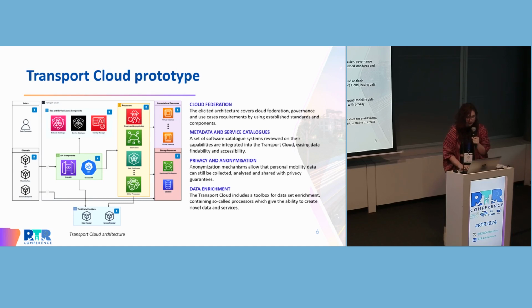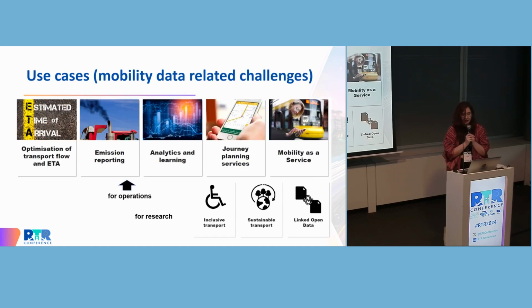So going a bit into detail into the different elements. First of all, the requirements were based on use cases that were defined together with cities. You probably saw that cities, public authorities, were not part of the consortium, but they were engaged with through Polis mainly. We came up with 2 different sets of use cases, one that we call the one for operations, from emission reporting, analytics, journey planning, and the other one that was more for research, looking at inclusive transport, sustainable transport, and linked open data.